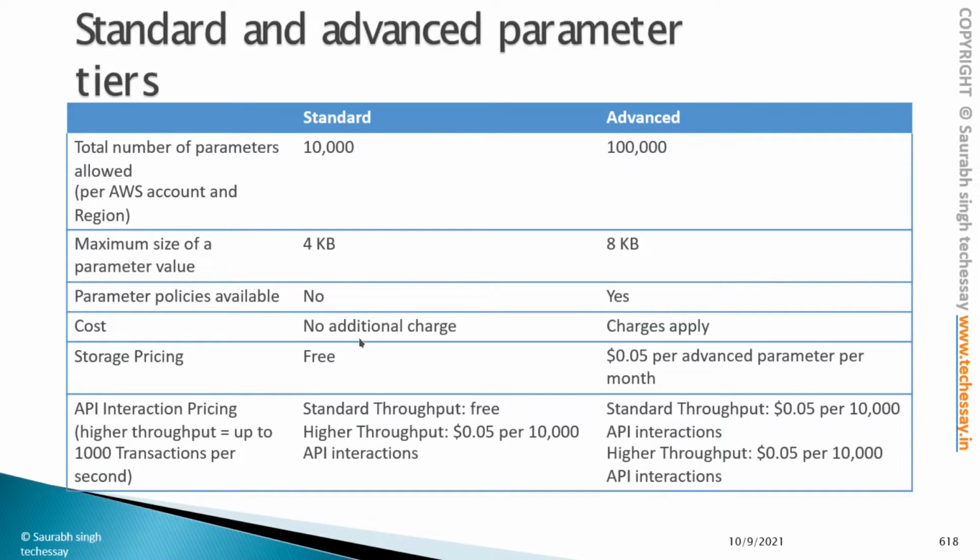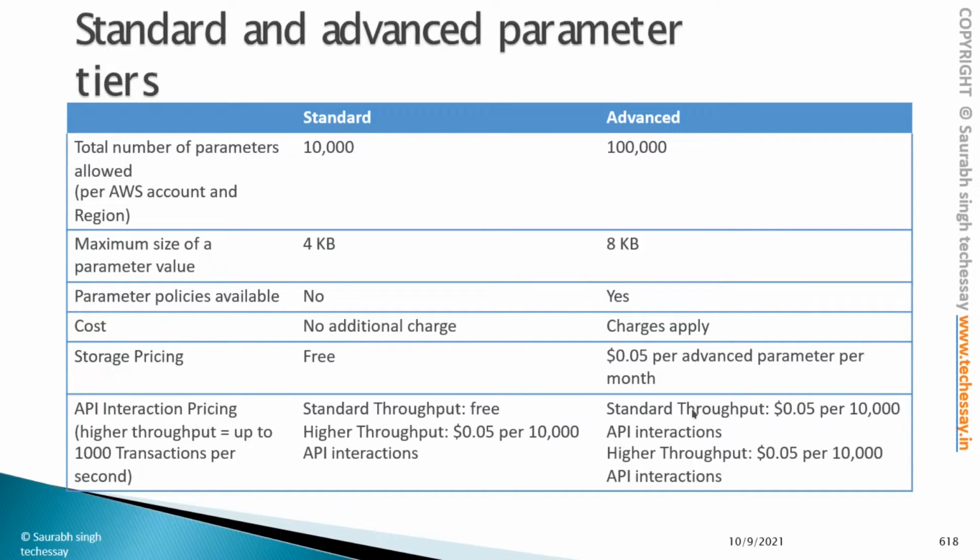For standard parameters we do not have to pay any additional charge, but when we use advanced parameters, then we have to pay some charges. Storage is free for standard, but we have to pay $0.05 per advanced parameter per month. For API interaction pricing, higher throughput is up to 1,000 transactions per second. Standard throughput is free, but for higher throughput we have to pay $0.05 per 10,000 API interactions.